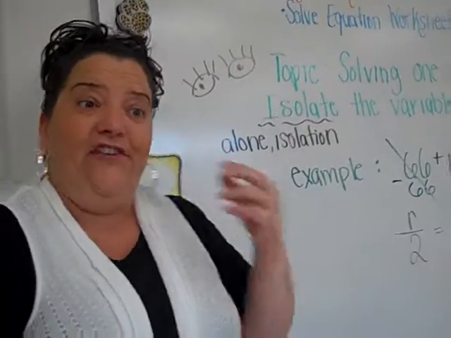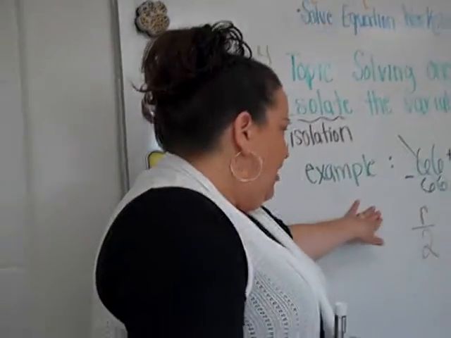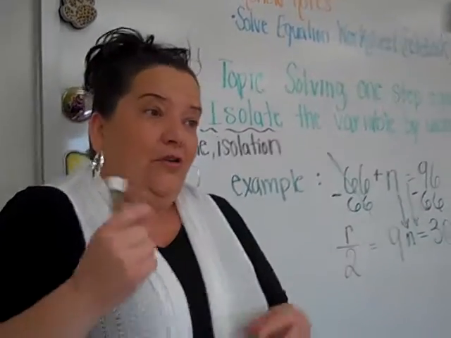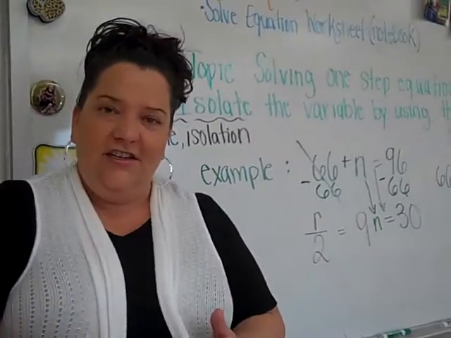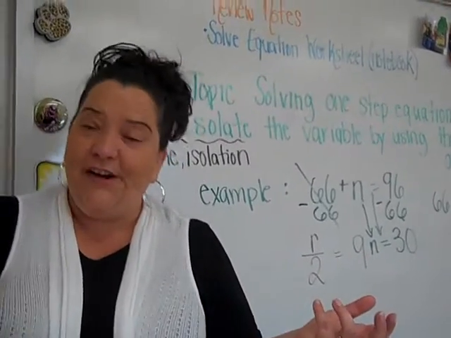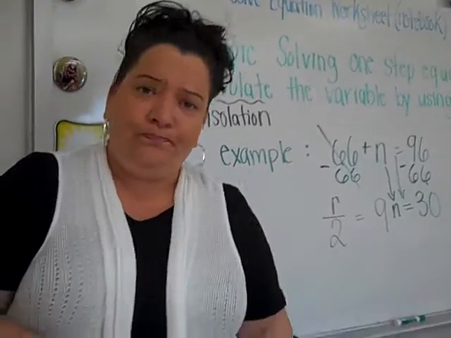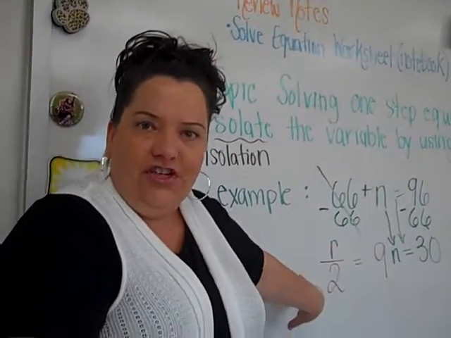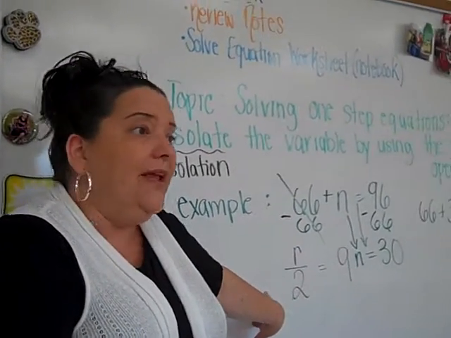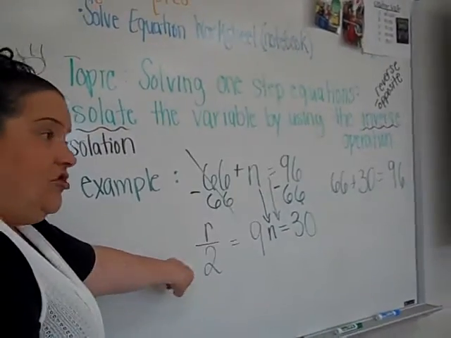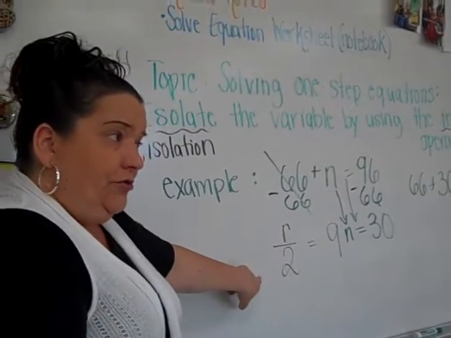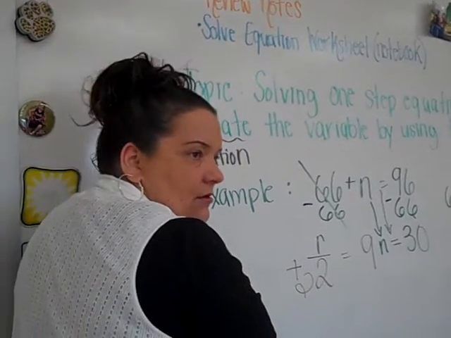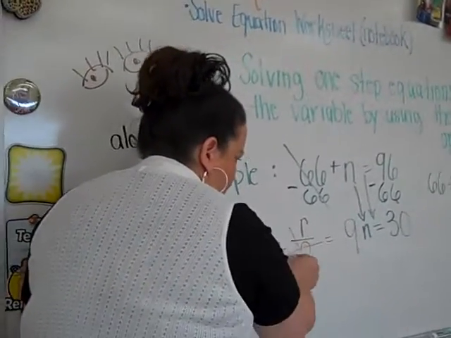The next example we have is using division. So we have r divided by 2 equals 9. We're going to apply the double I rule to solve for this variable r, to solve for the equation. What's the opposite operation of division? Multiplication. Good. So we're trying to get that r by itself. We have to get rid of that 2. So I'm going to put times 2 on this side, and that will cancel it out.